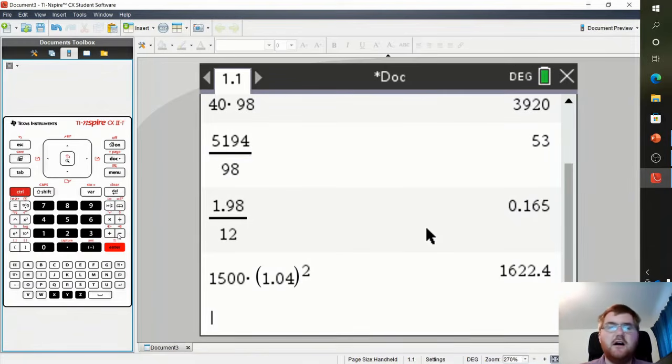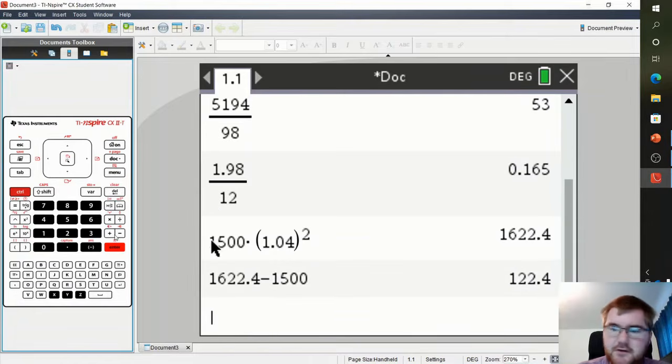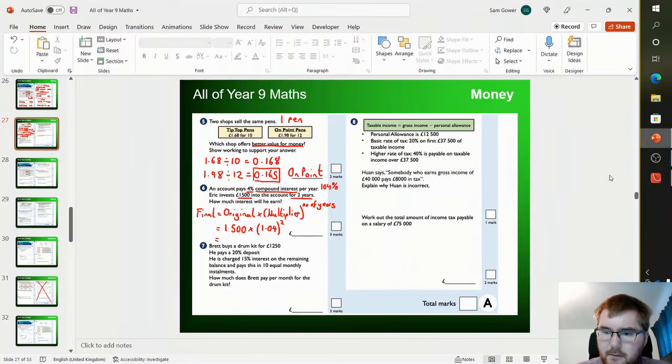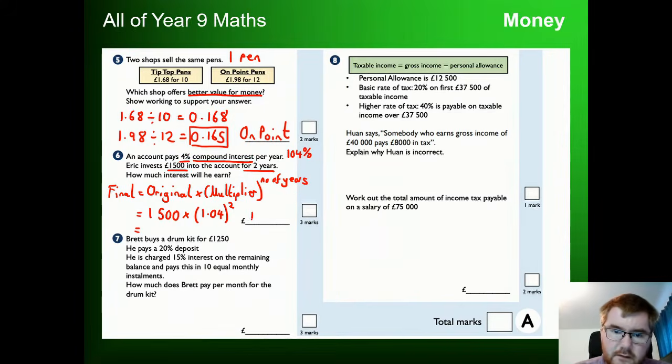So that gives us our total amount of money, but we want the interest accrued, so the interest actually worked out. So if we take away the initial amount of money we started with, that will give us the pure interest that we need, so 122.4. So let's pop that across. So that's going to be our final answer, 1,622.40. Perfect. So just read the question carefully. We're not looking for the total amount at the end. We're just looking for the interest that Eric has accrued.